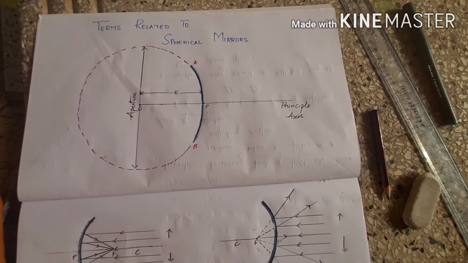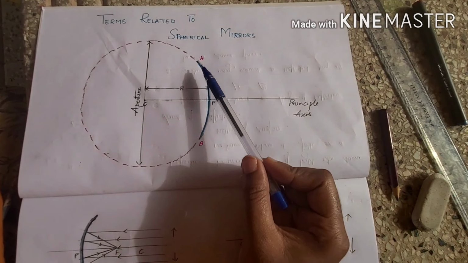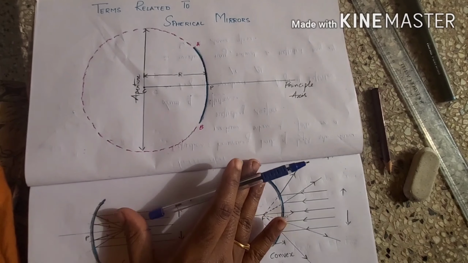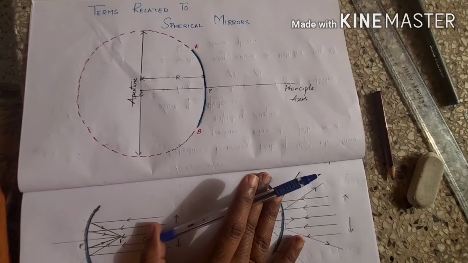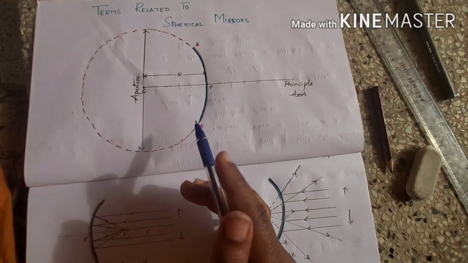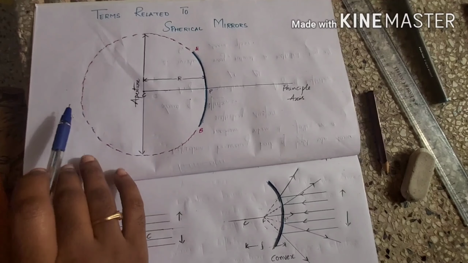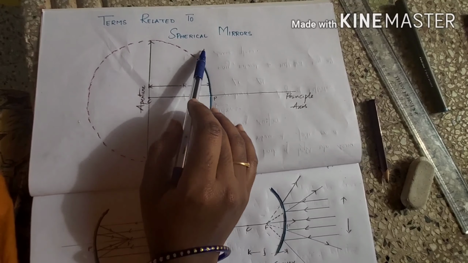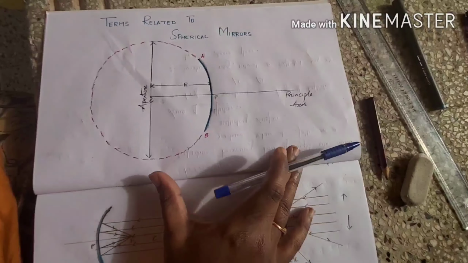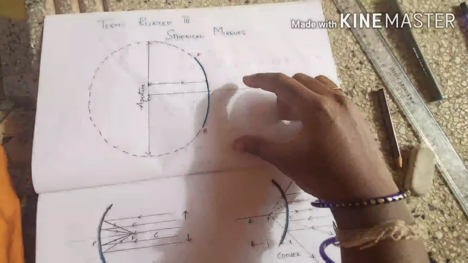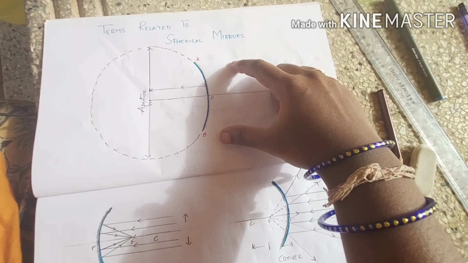In this video, we'll be seeing the terms related to spherical mirrors. We can say this is the very first topic when you are learning about light and optics. So when you are dealing with lenses or mirrors, you must know about these terms. So here I have drawn a spherical shaped object, or a spherical mirror. So this is a spherical mirror.